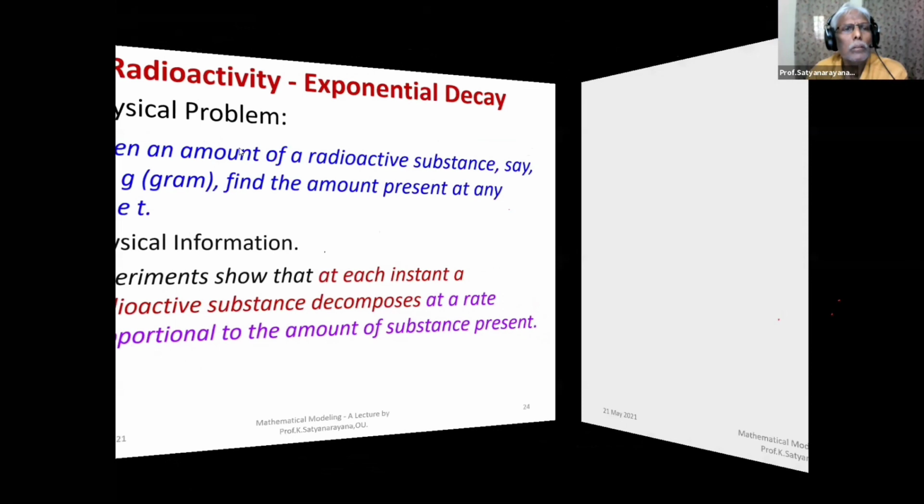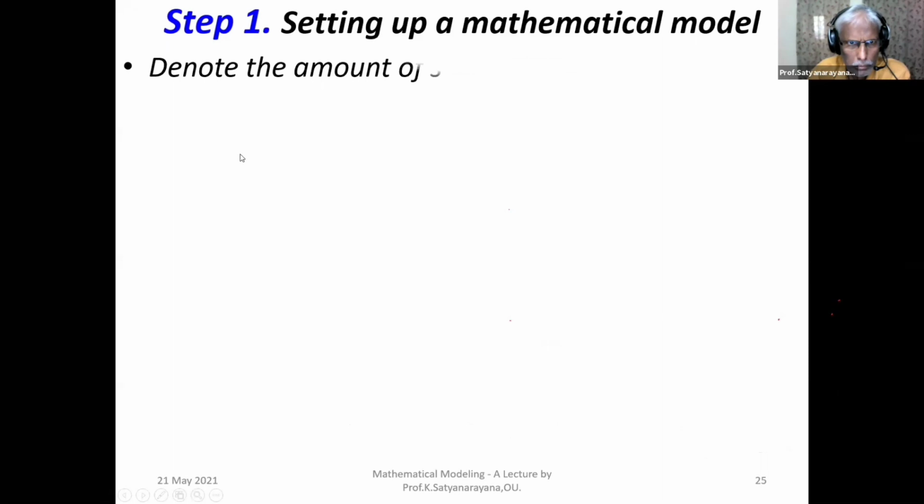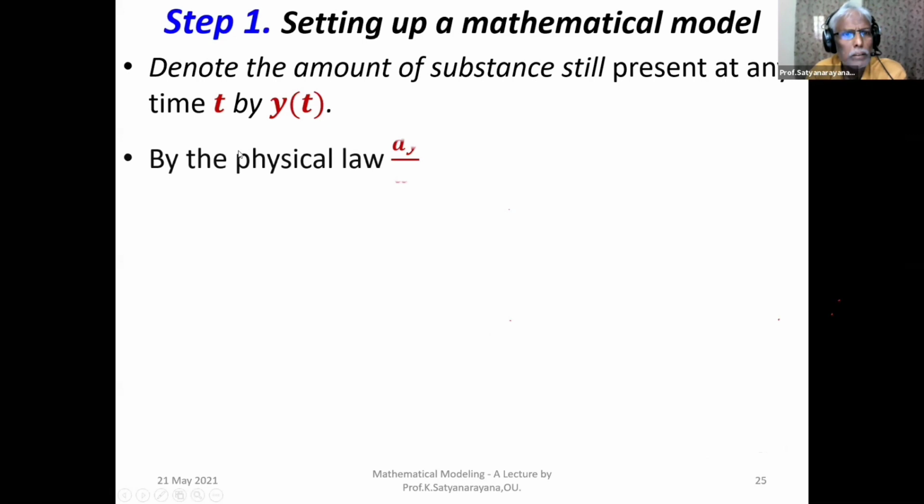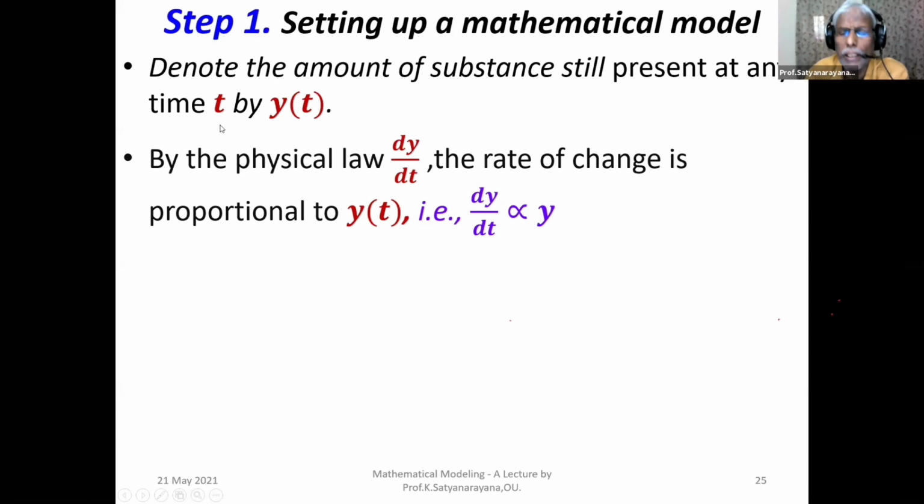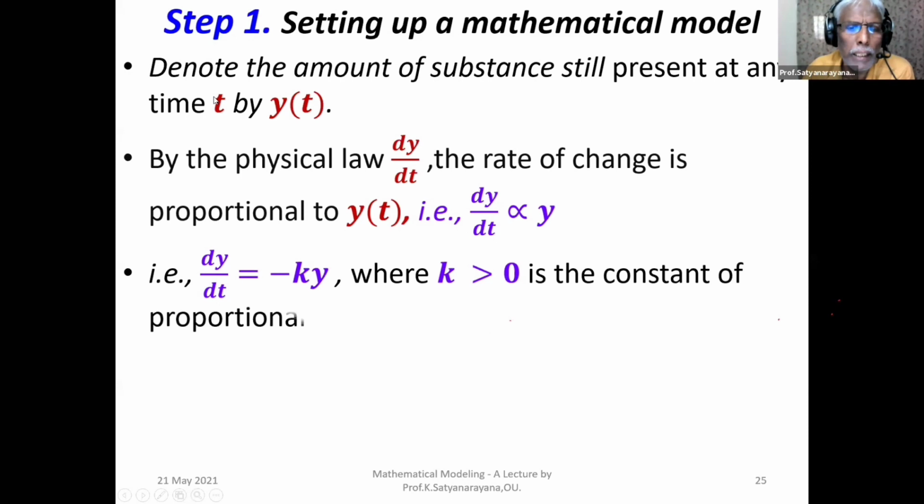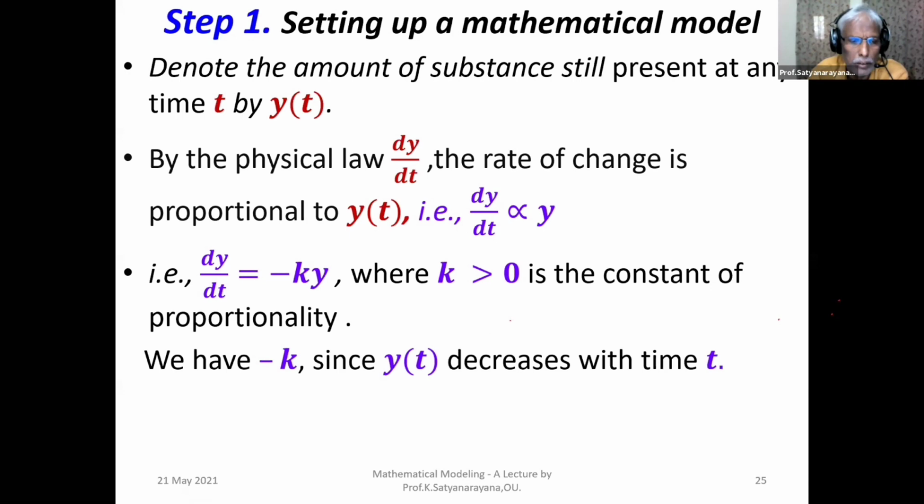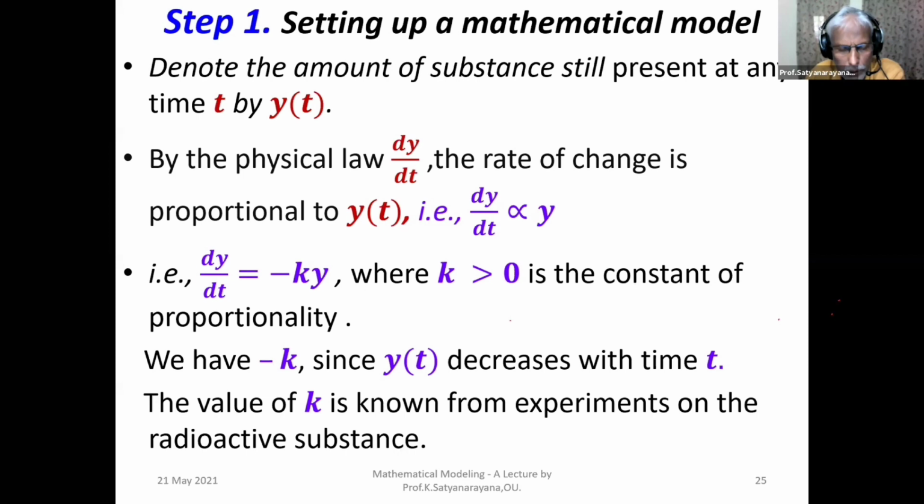We'll set up the model, step one. Denote the amount of the substance still present at any time t by y of t. By the physical law, dy by dt, the rate of change, is proportional to the amount present, y of t, that is dy by dt is directly proportional to y. That is, dy by dt is equal to minus ky, where k greater than 0 is the constant of proportionality. Why this minus? We have minus k since y of t decreases with the time t. The value of k is known from experiments on the radioactive substance.